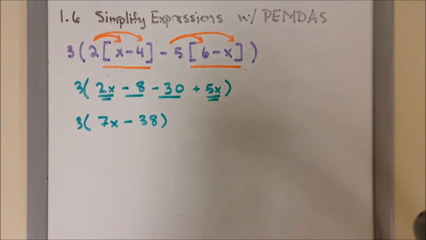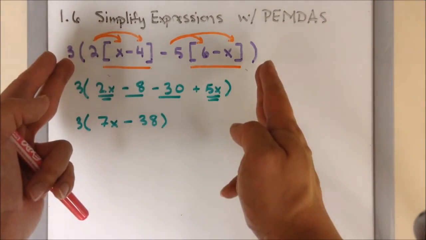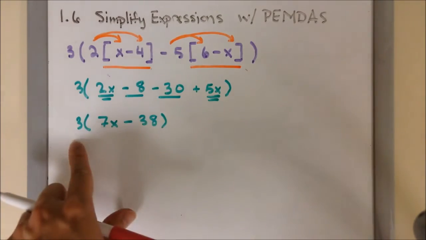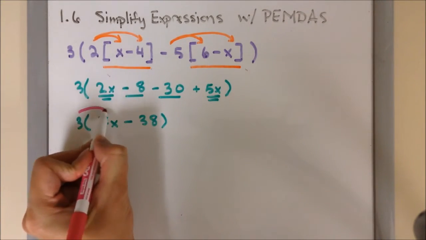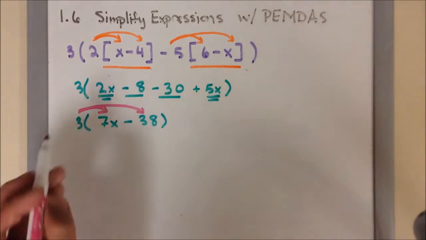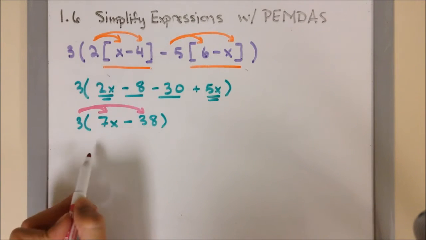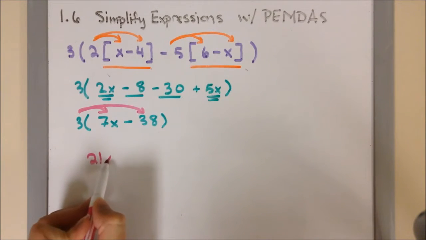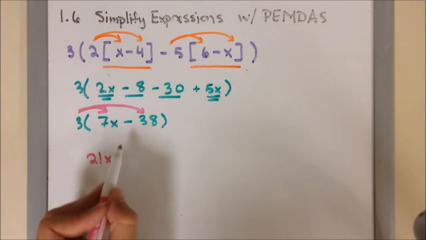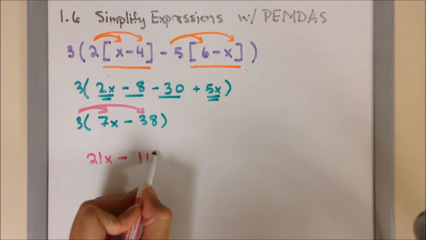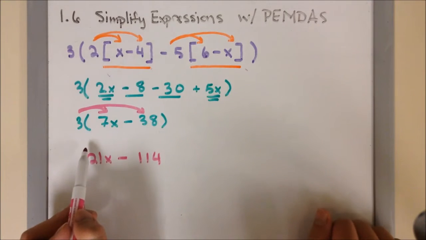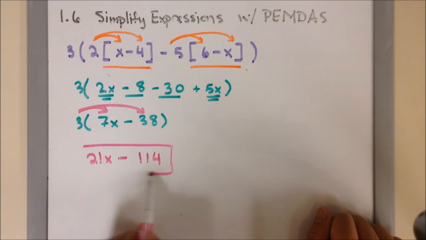You can do whatever method you like as long as you know which to combine with which. Alright, I simplified our big group of parentheses into a smaller group, which is 7x minus 38. From there, I have a 3 on the outside. I'm going to distribute. So when I distribute, I'm multiplying 3 to the 7x. That's going to become 21x. And then 3 times minus 38, that's going to become minus 114. So we simplified this big expression into 21x minus 114.